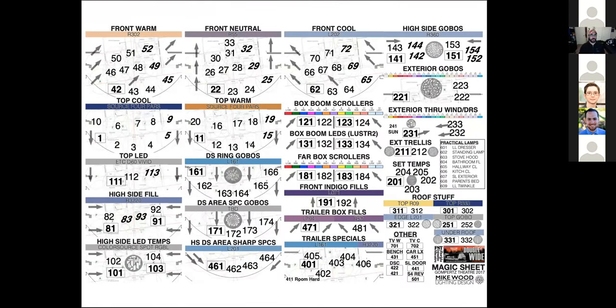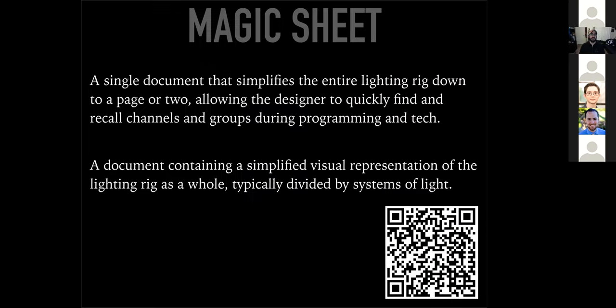So magic sheets are probably the single most valuable piece of paperwork that I use. I mean, it's the only real piece of paperwork that I use as a designer when I'm actually in the theater space. It's a single document that simplifies every piece of paperwork you just saw, every plot, that entire rig down into a single page, sometimes two pages, and allows the designer to quickly find and recall channels and groups during programming. So this is an American concept, doesn't necessarily happen in other parts of the world.